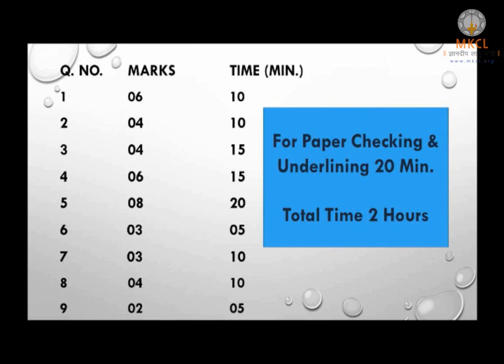Question 9 is 2 marks. You can devote 5 full minutes because the subject to be written is only 1 and that's why 5 minutes are more than sufficient. Now children, drawing lines, checking whether all questions are written or not, underlining, checking spellings, correcting them, all will take about 20 minutes. So thus you finish in a total of 2 hours.